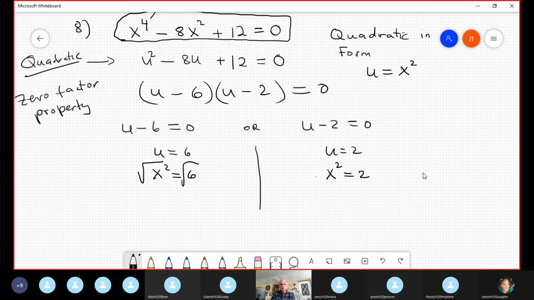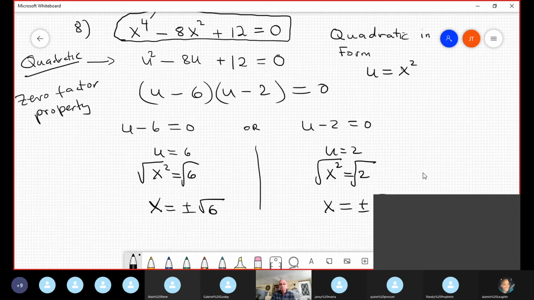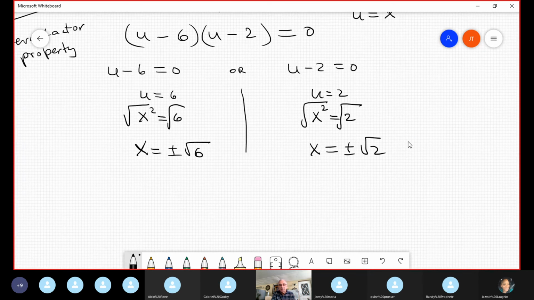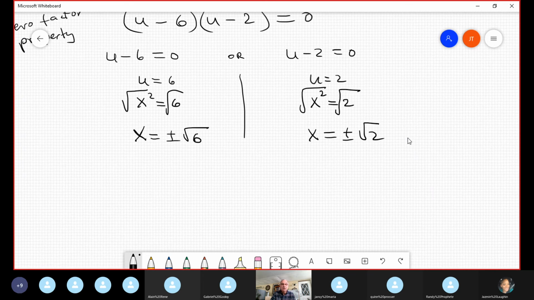In this case, it's super easy. You apply square root to both sides. X is equal to plus or minus radical 6, and X is equal to plus or minus radical 2. One negative and one positive, yeah, correct. How do you write the final answer? The final answer is the solution set: plus or minus radical 6, comma, plus or minus radical 2.